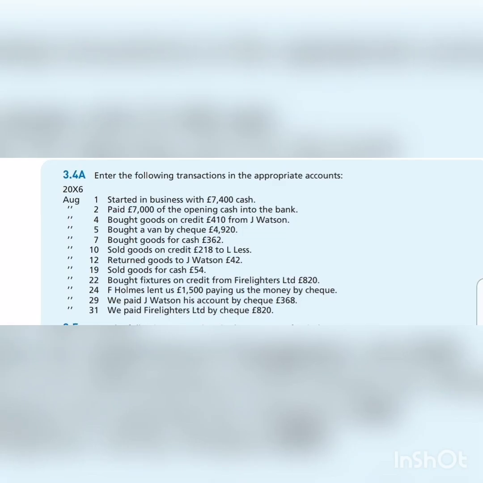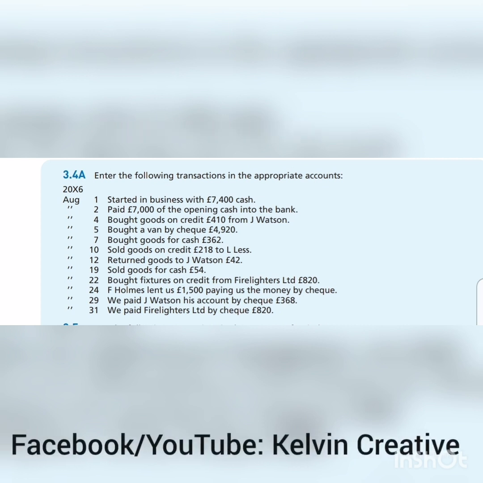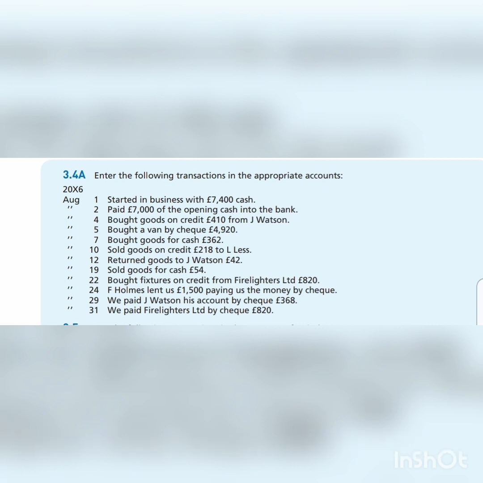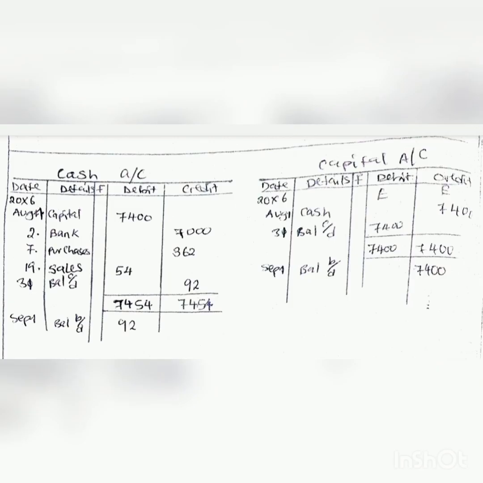Let's get started. We have got the question which is saying enter the following transaction to the appropriate accounts. 20x6 August 1, started in business with £7,400 cash. So this amount of money was actually the capital with which this person started this business. The capital account was an investment, meaning in this case the cash account was having this amount of money, meaning it was debited, of course, because it's the amount of money we started the business with. Then the investment was on the credit side of the account.